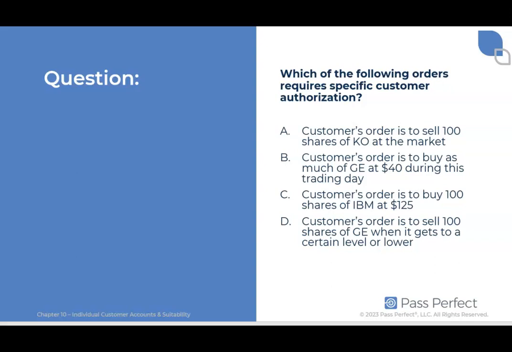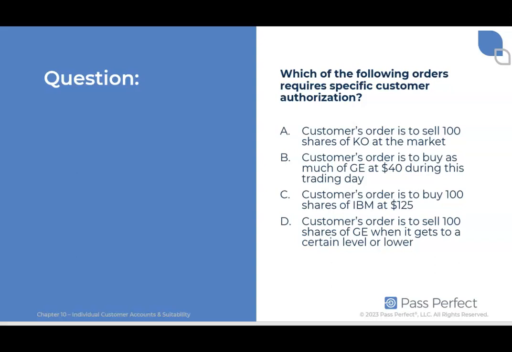Which of the following orders requires specific customer authorization? Now, you remember what requires authorization. You can remember that as the 3 A's. If the customer provides all 3 A's in an order, it does not require their specific authorization. It's not considered discretionary. The 3 A's are, of course, the asset, the specific stock they want to trade, the amount, whether it's dollar amount or number of shares, and the action, buy or sell. One of these does not provide all 3 A's, and that is choice B.